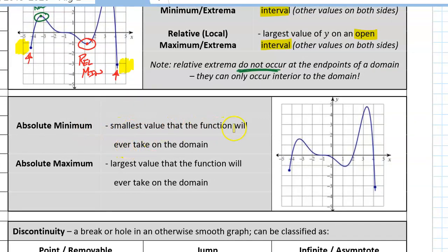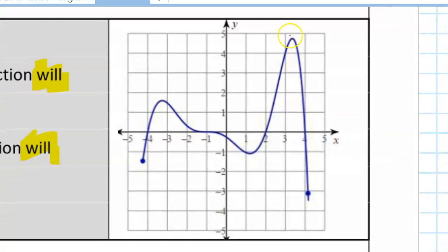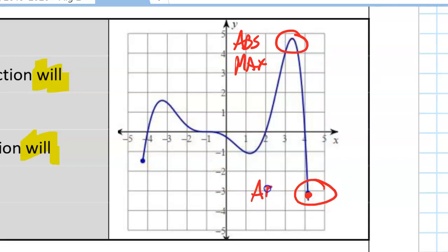Absolute minimum is the smallest value the function will ever take on, and the absolute maximum is the largest value that the function will ever take on. So it is in fact the highest and the lowest point on the graph over the entire domain. So if we look over to our graph once again, if I asked you what is in fact the highest point that we see, here this is in fact our absolute maximum, highest point over the domain. Here we have endpoints that are listed, so if this is another endpoint there, this is in fact going to be our absolute minimum point on the graph.